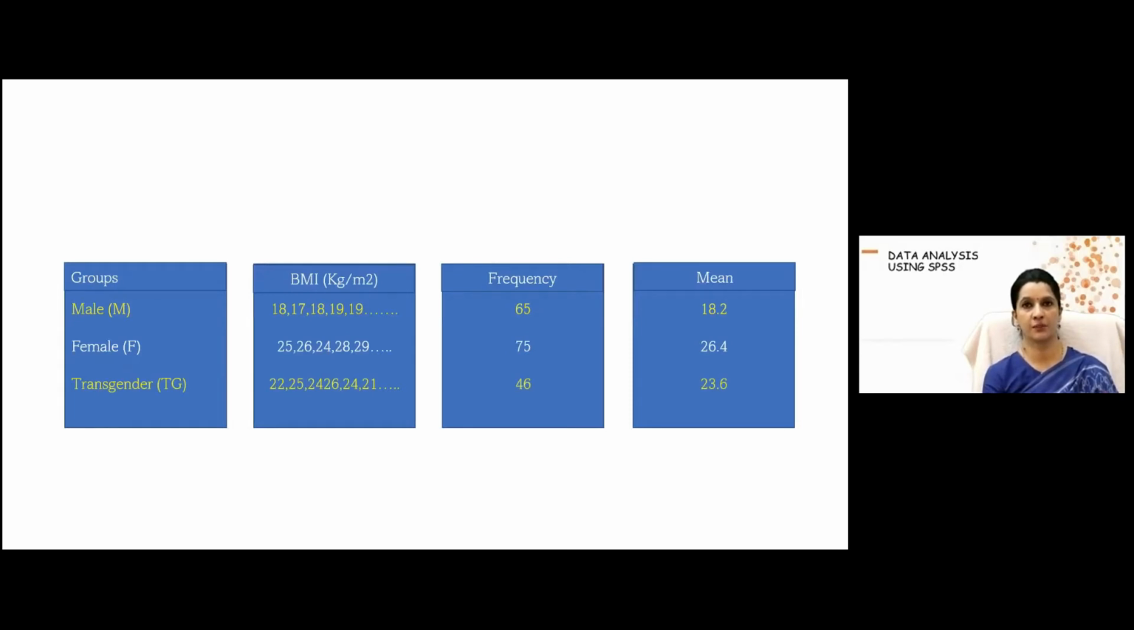Now see this situation. Instead of 2 groups, now we have 3 groups: male, female, transgender. The frequencies are different, and the means are 18.2, 26.4 and 23.6. Yes, so for this, we will use the one-way ANOVA.